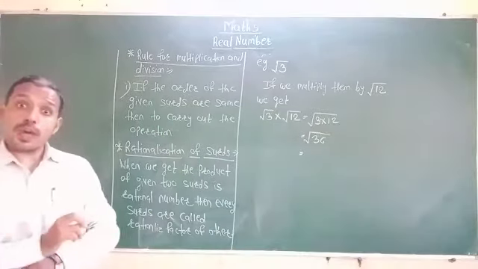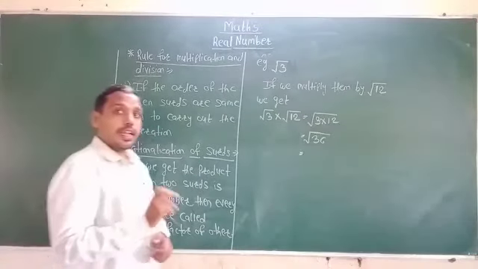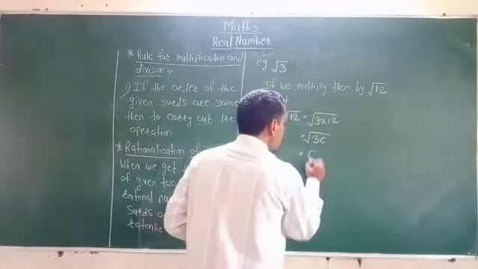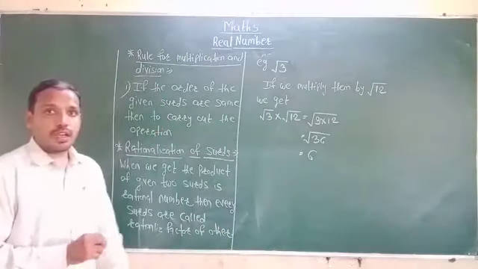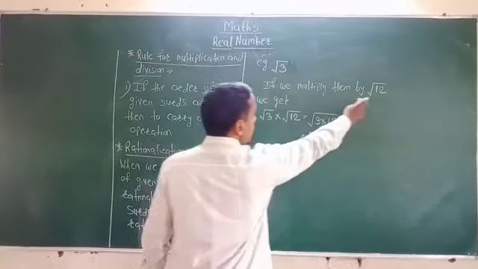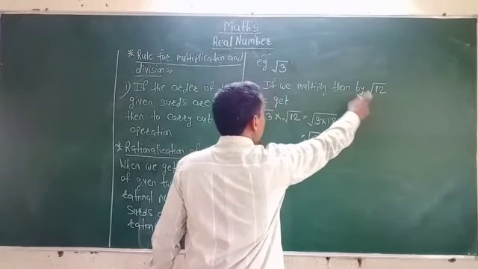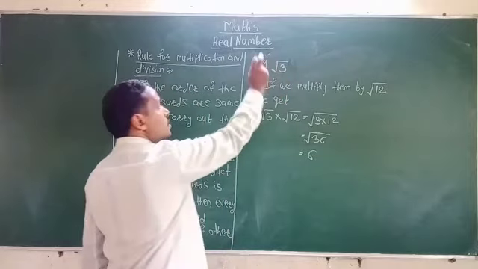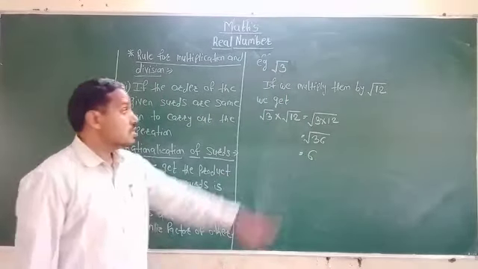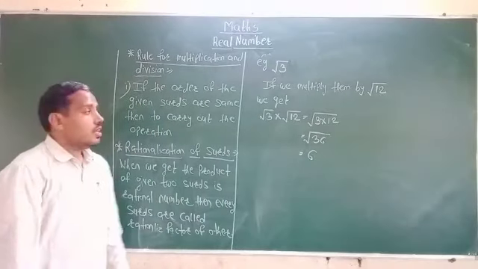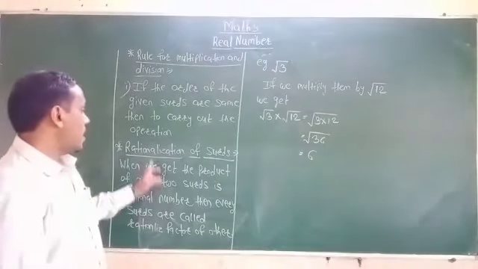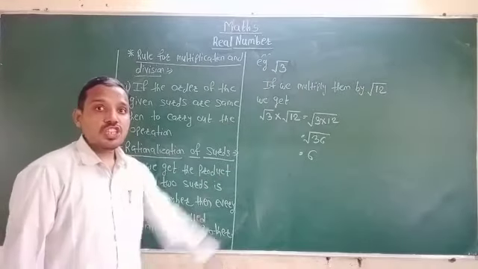36 is a perfect square number, and the square root of 36 is 6. 6 is a rational number, and so we have got it. Root 12 is the rationalizing factor of root 3, or root 3 is the rationalizing factor of root 12. In this way, we can easily carry out the rationalization of surds.